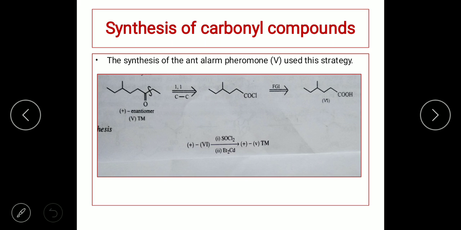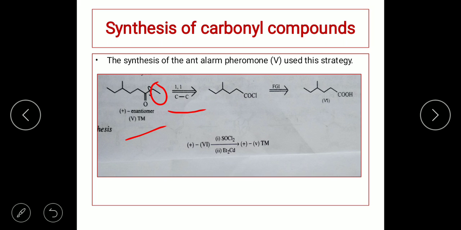So here there's one example. The synthesis of the ant alarm pheromone, that is the target molecule 5, is used in this strategy. Here you can see how we are directly disconnecting the carbon which is attached to the adjacent carbon, and hence we're going to name it as 1,1 CC disconnection. After disconnecting, it is going to give rise to two synthons: a carbonyl cation is going to be obtained, and also R minus.